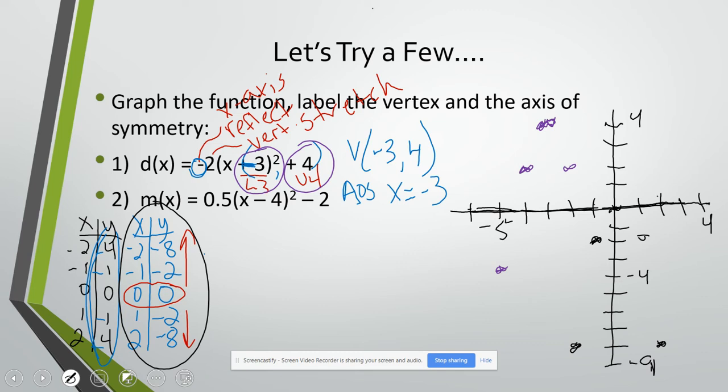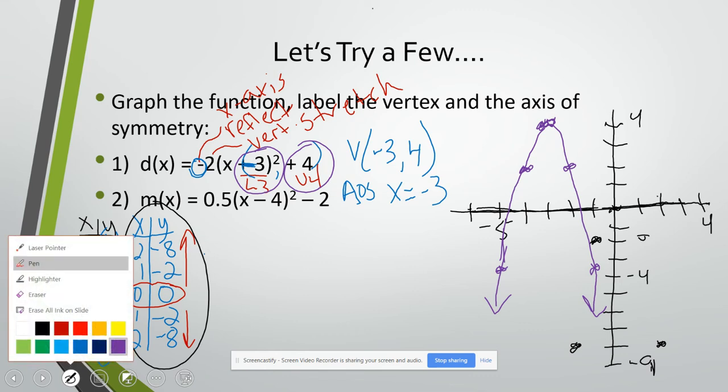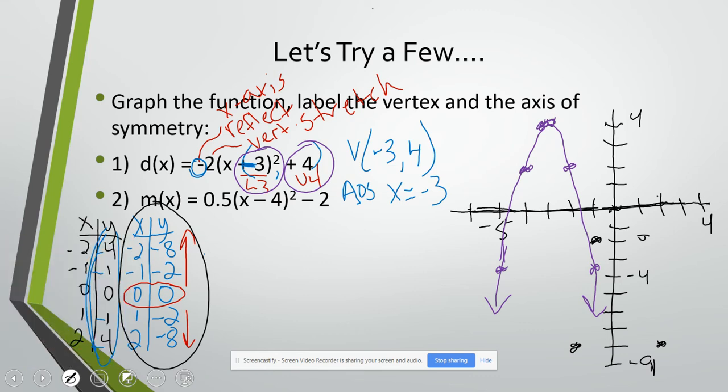And then my other 2, and here is my parabola. Our axis of symmetry goes right through our vertex at x equals negative 3. So make sure you draw that in and label it. And there's our graph.